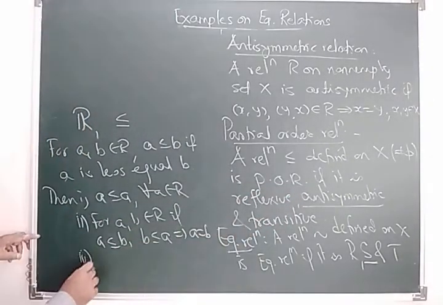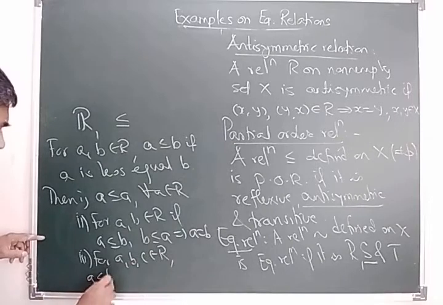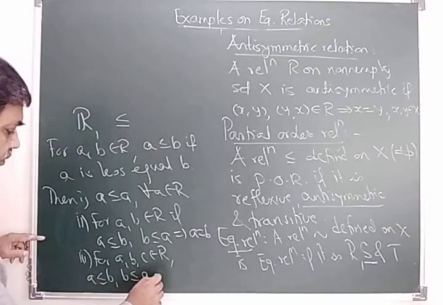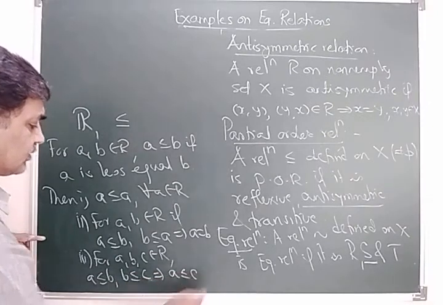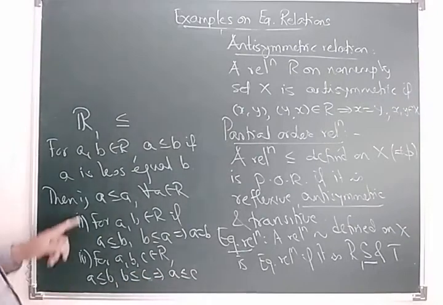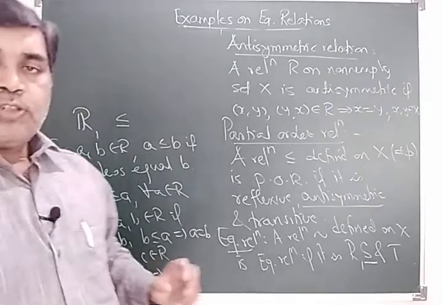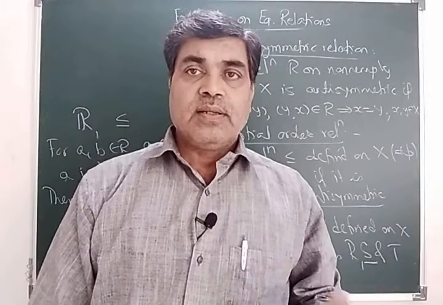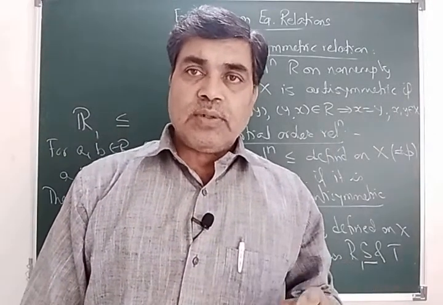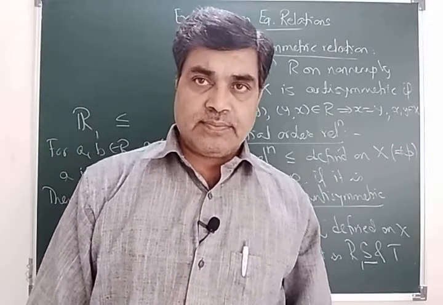So it is nothing but an antisymmetric relation. Third, for a, b, c belonging to R, if a is less equal b and b is less equal c, this must imply a is less equal c. Therefore it is reflexive, antisymmetric and transitive. So the usual less equal relation on the set of numbers is reflexive, antisymmetric, transitive, therefore it is a partial order relation.